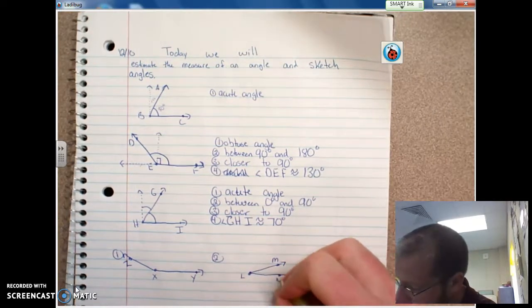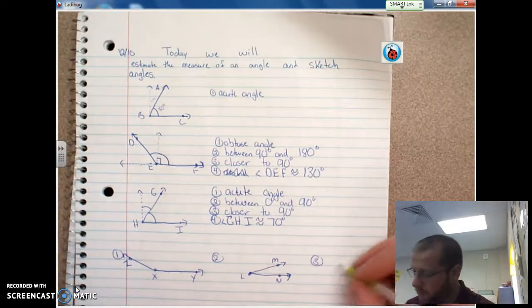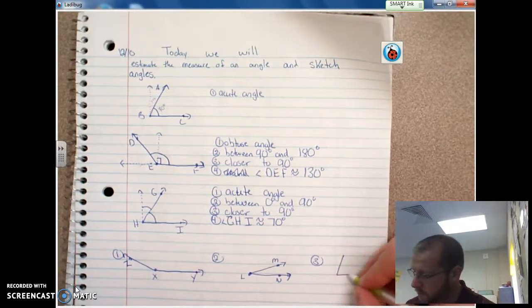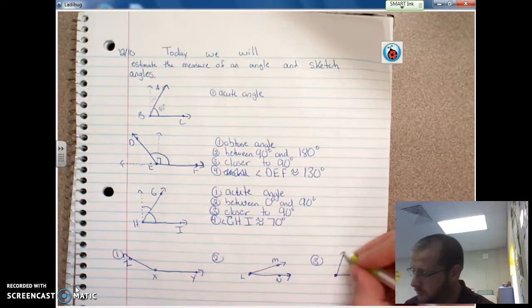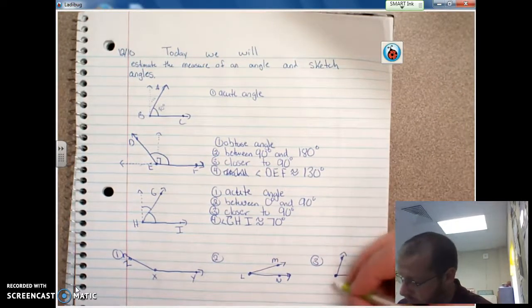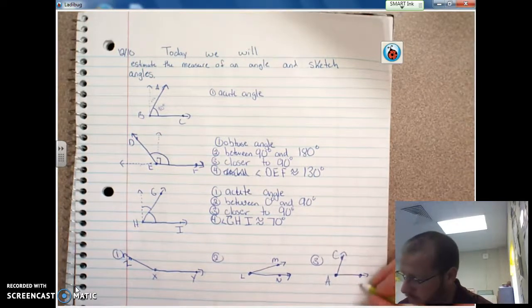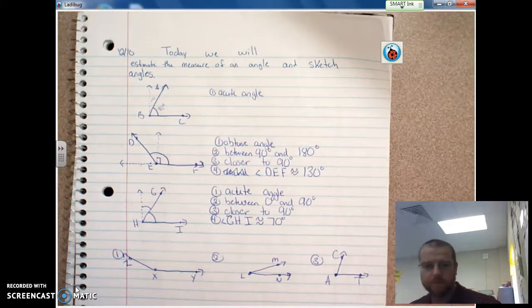That's a weird angle. Alright, so go ahead and estimate the measure of those 3 angles using the steps that I just did above.